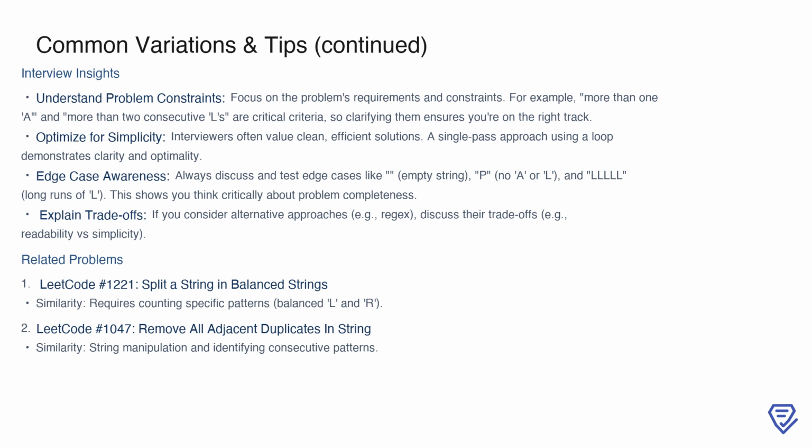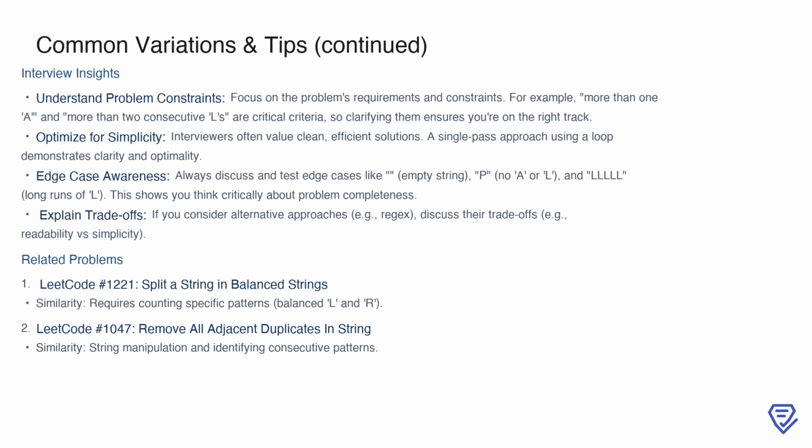First, make sure you fully understand the problem constraints. Critical requirements, like ensuring there is no more than one A and no more than two consecutive L's, should be clarified and addressed in your logic. Second, always aim to optimize for simplicity. Interviewers appreciate clean and efficient solutions. For instance, a single-pass approach that uses a loop demonstrates clarity and optimality.